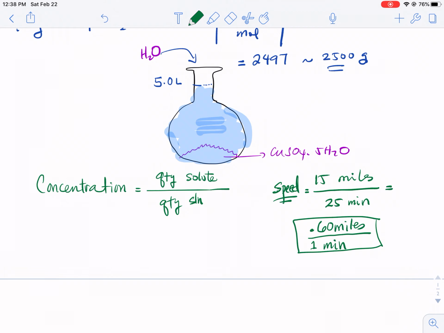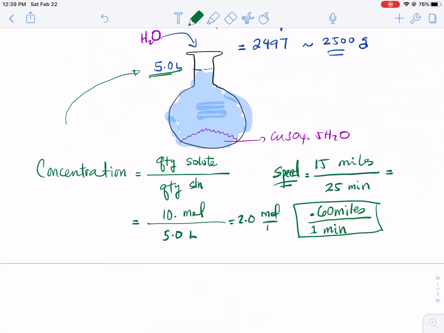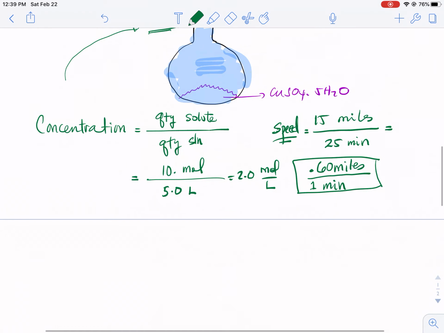Well, with the concentration, we have the same concept. The quantity of the solute is 10 moles, and the quantity of solution is 5 liters. Remember, we filled it up to the 5 liter mark, so we have 5 liters. So 10 divided by 5 is 2.0. So this is 2.0 moles per liter of concentration.